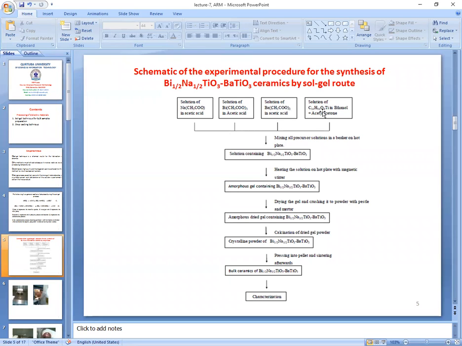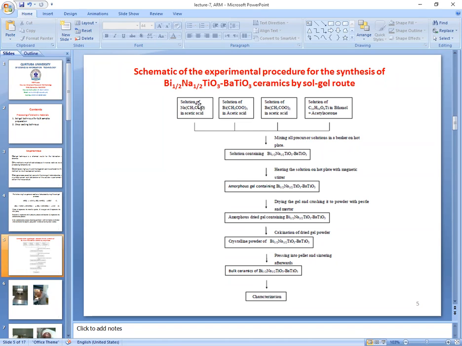This is titanium isopropoxide, C16H36O4 titanium. So these are the ingredients, and how will we make the solution? We will make the solution in acetic acid, CH3COOH.